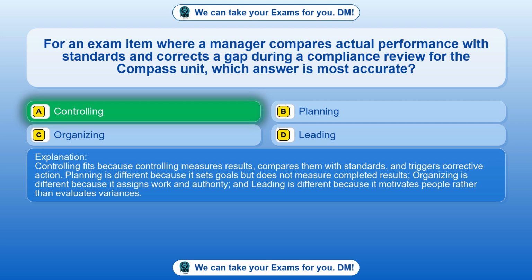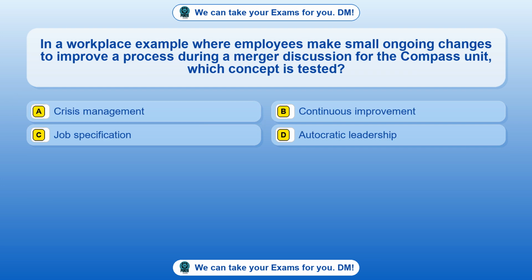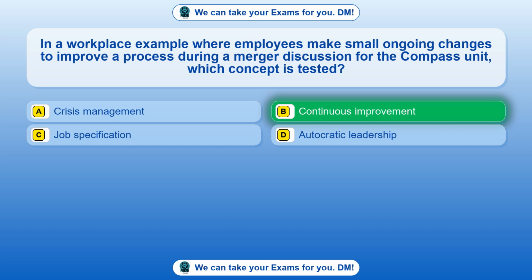variances. Question 78. In a workplace example where employees make small ongoing changes to improve a process during a merger discussion for the Compass unit, which concept is tested? Option A, crisis management. Option B, continuous improvement. Option C, job specification. Option D, autocratic leadership. The correct answer is option B, continuous improvement.